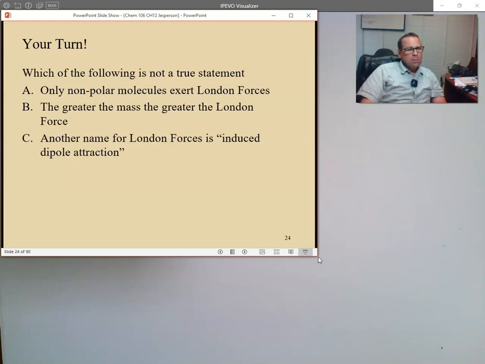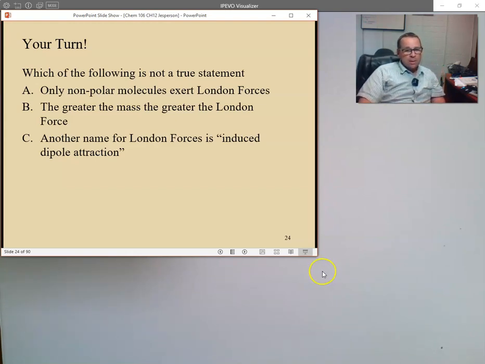Okay, let's look at A. What does A say? Only nonpolar molecules exert London forces. Why would that be, Alyssa? Are any ideas, or are you just kind of guessing at this point? Aren't London forces symmetrical? Symmetrical? Like the molecules are symmetric, so they're nonpolar overall. Okay.